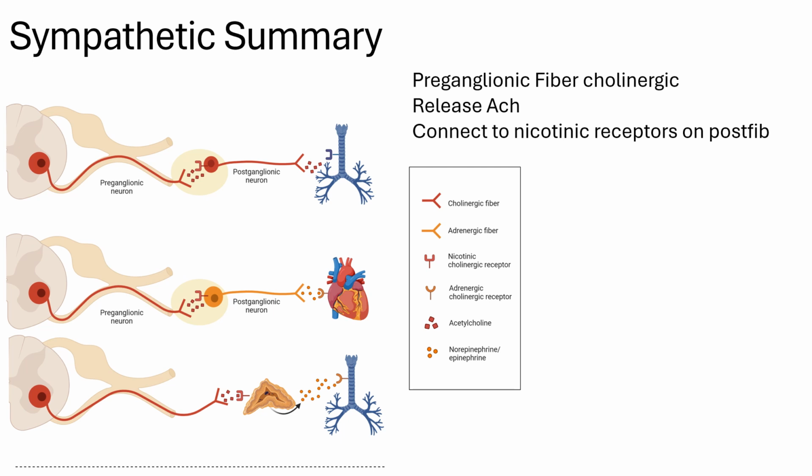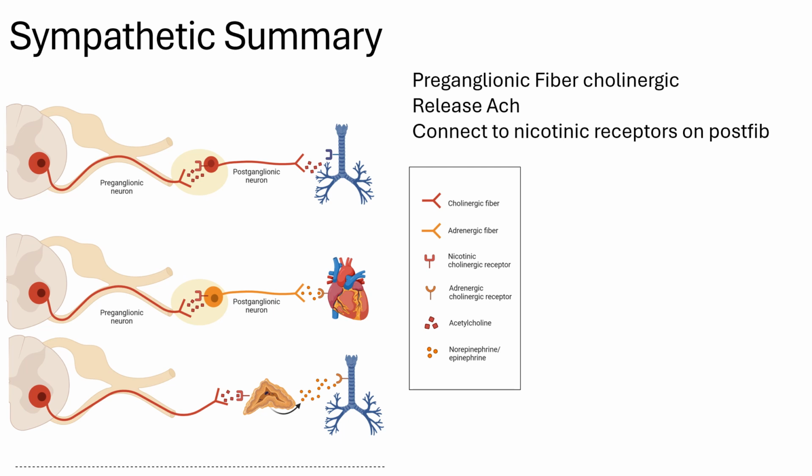What's different with the sympathetic nervous system is that the postganglionic neurons can either be cholinergic or adrenergic, as you see here. The cholinergic postganglionic neurons release ACh, connect to muscarinic receptors, and excite. The adrenergic postganglionic fiber will release norepinephrine, connect with adrenergic receptors on the target organ, alpha or beta, and excite or inhibit.